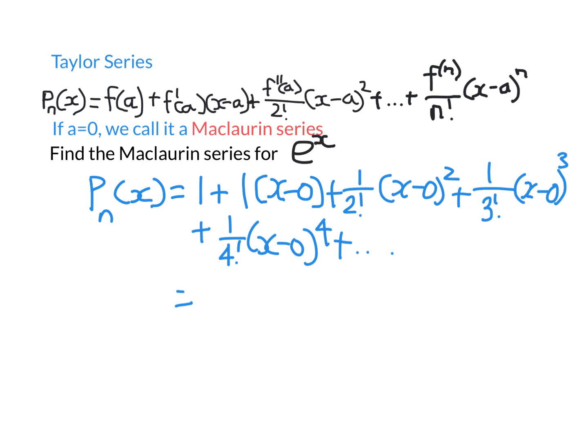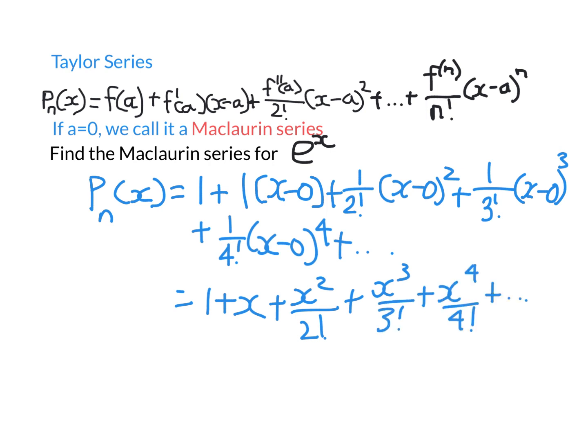So just making this a bit easier to read, it'll be 1 plus x. The next term is x squared on 2 factorial. The next term is x cubed on 3 factorial. So this polynomial can go forever. You might see it written in sigma notation.